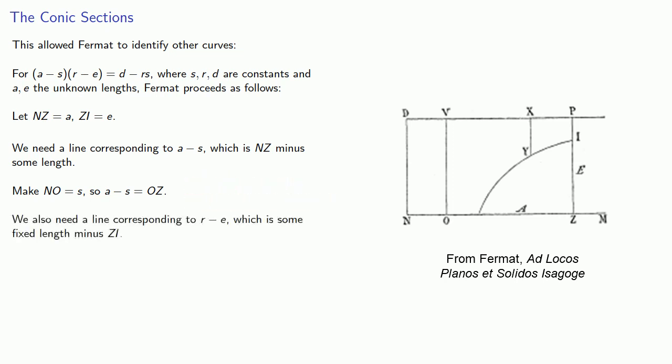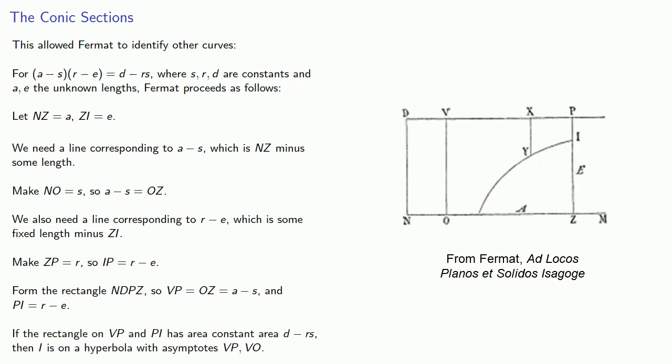We also need a line corresponding to R minus E, which is some fixed length, minus ZI. So make ZP equal to R, so IP is R minus E. And we'll form the rectangle NOPZ, so VP is OZ is A minus S, and PI is R minus E. So if the rectangle on VP and PI has constant area D minus RS, then I will be on a hyperbola with asymptotes VP and VO.